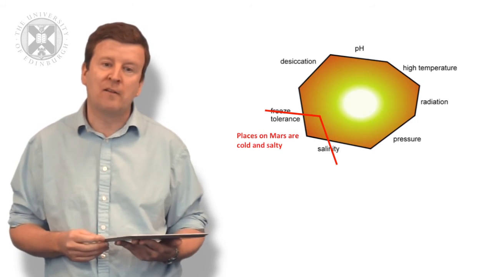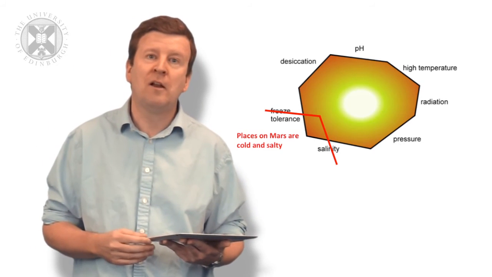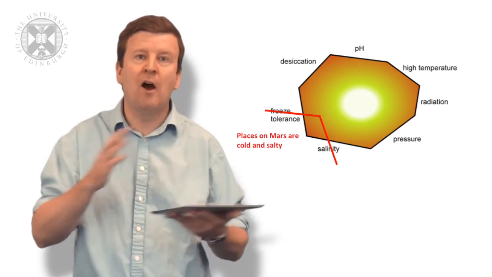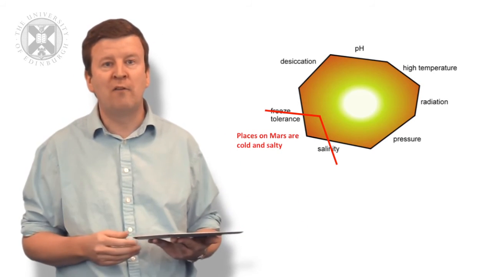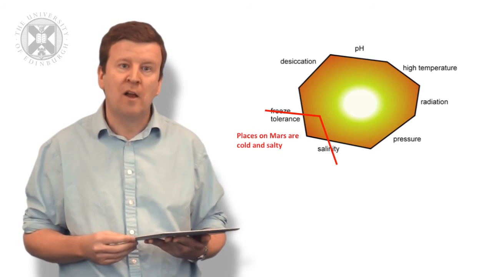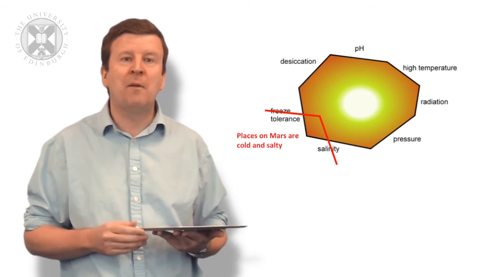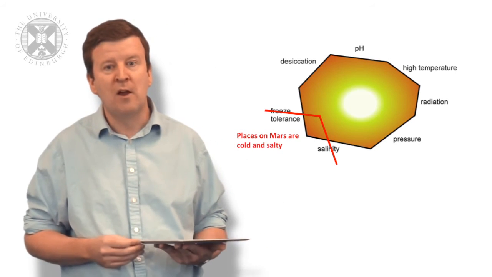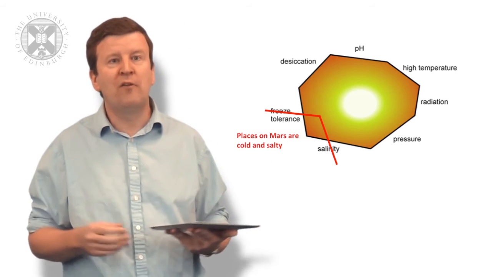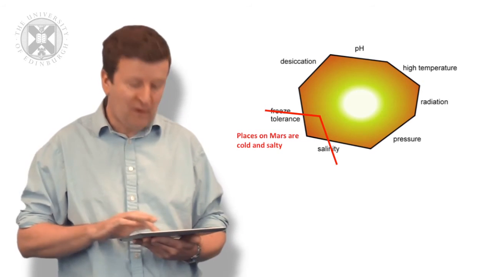But the point is this, that some physical and chemical environments on other planets seem to overlap with the biospace of life, the space in which life might be able to persist. And so by knowing the limits of life on Earth, by exploring the outer boundaries of our biospace, we can improve our attempts to search for life on other planets.